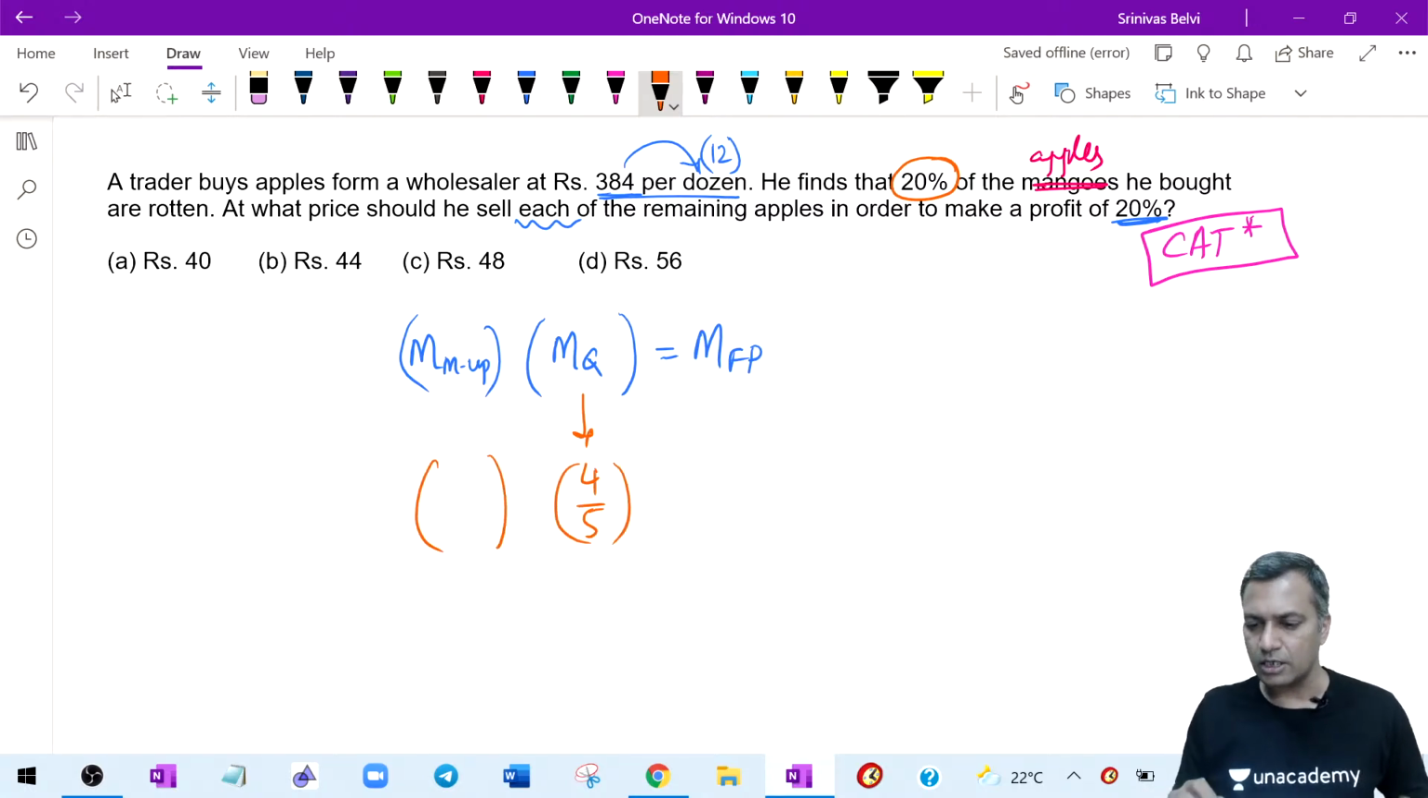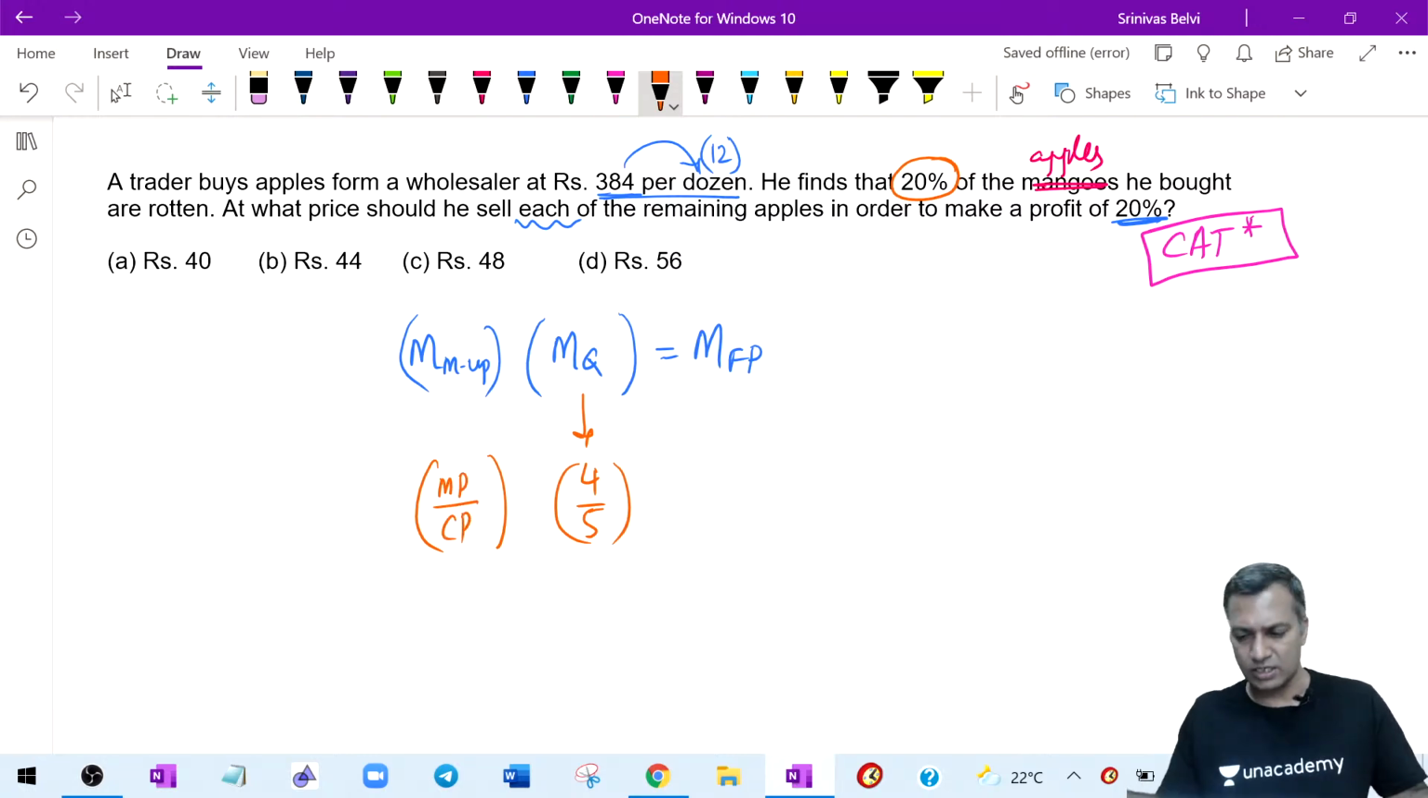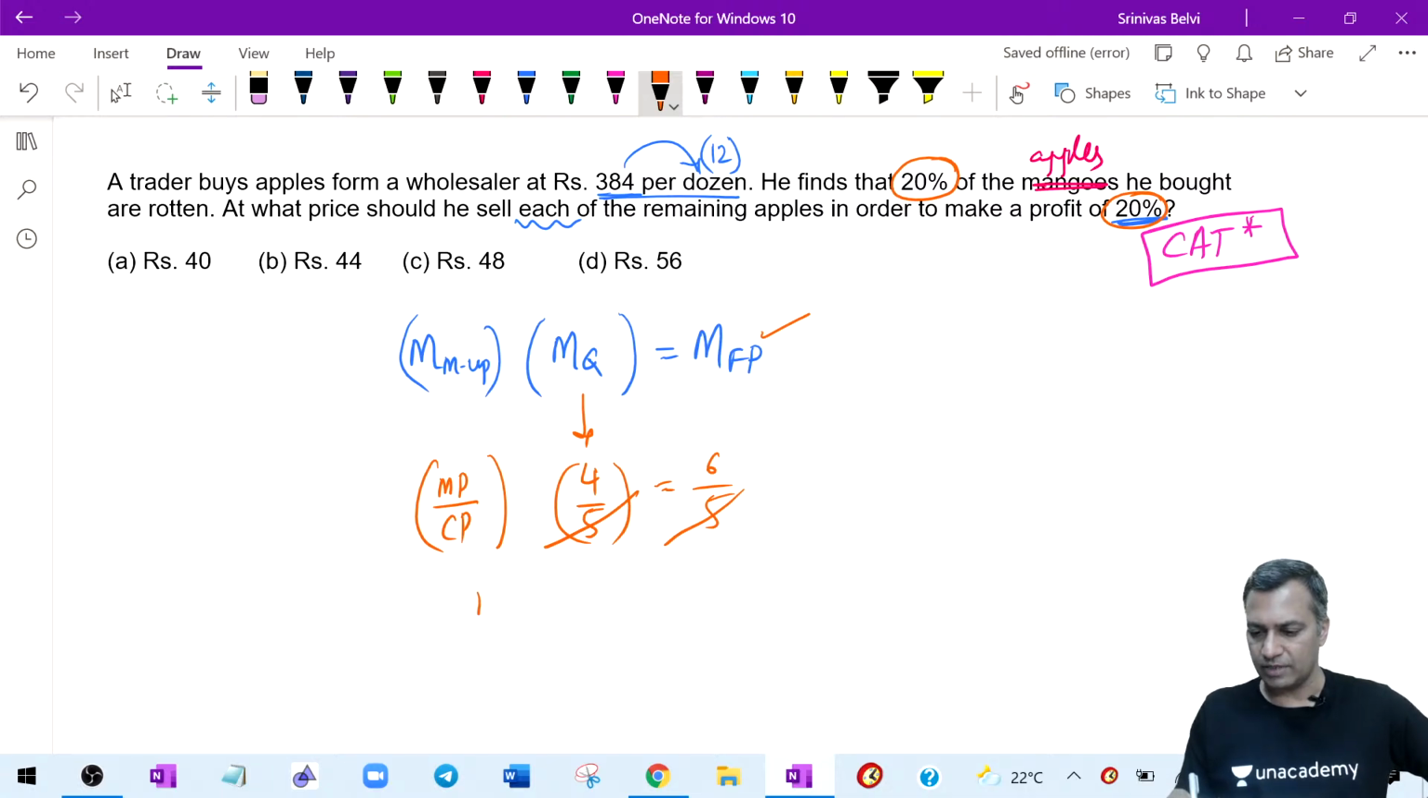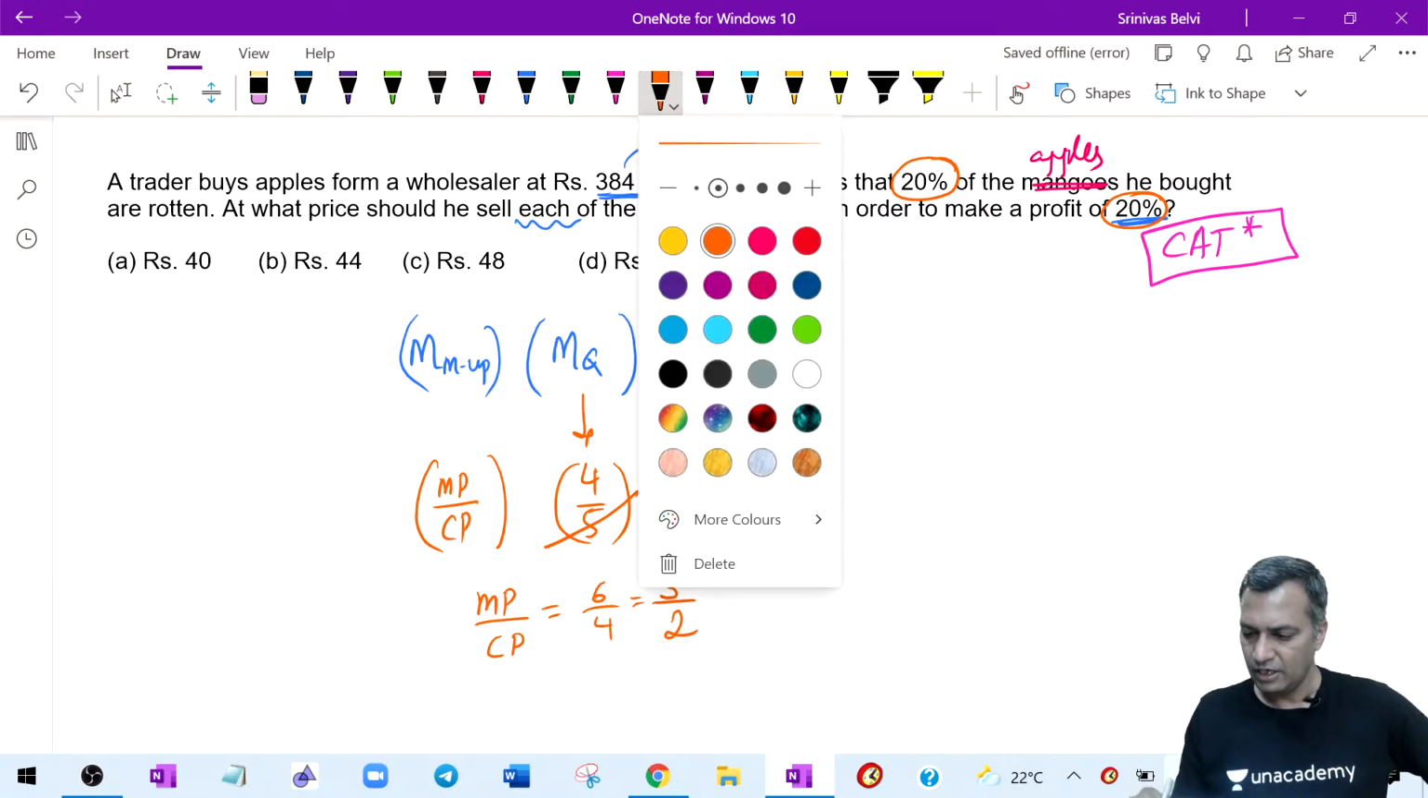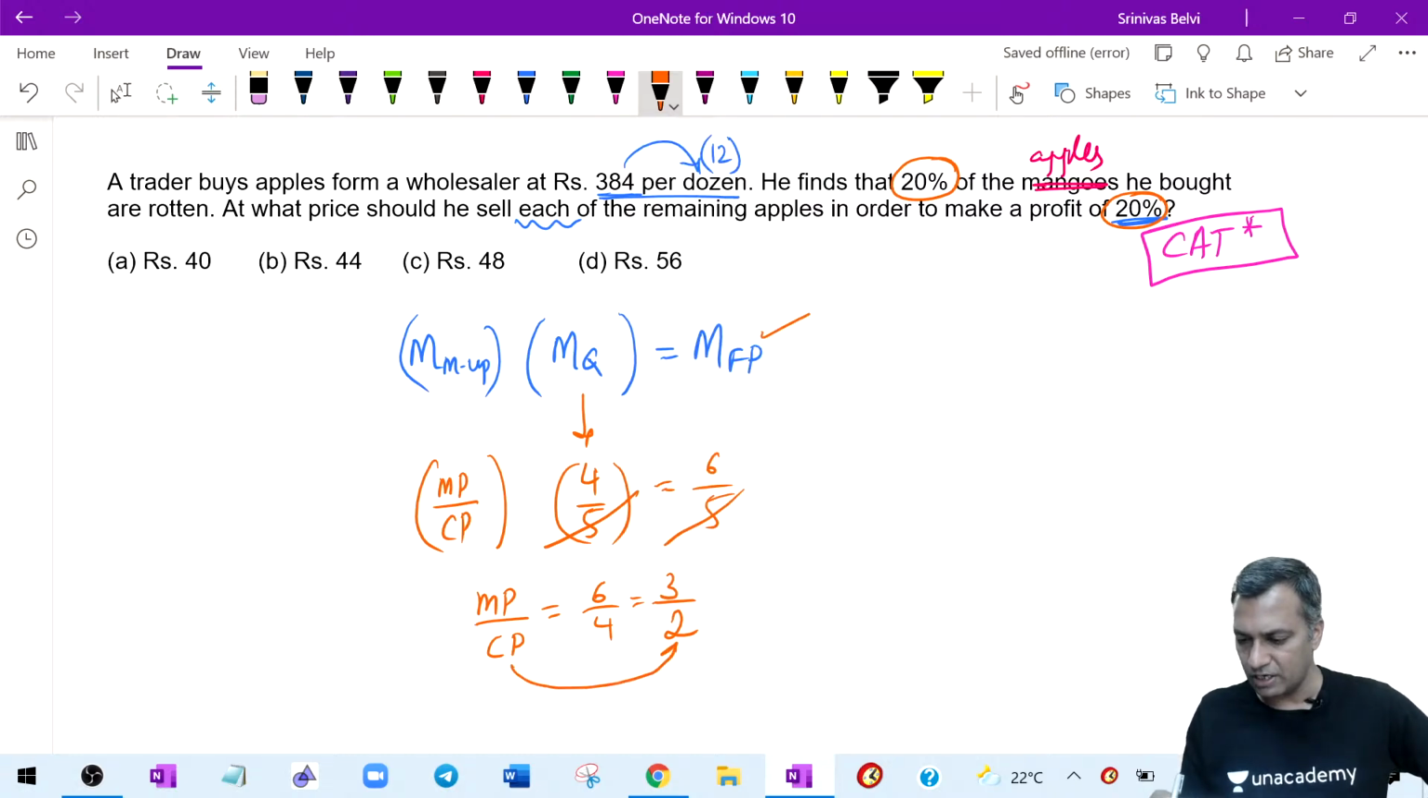Multiplier related with the markup is nothing but mark price divided by cost price. If you want to understand, that is the markup in our mind. Then you have the multiplier related with the final profit, that is 20% again, which is 6 divided by 5. So you are cancelling them. Therefore mark price by cost price is nothing but 6 by 4, which is 3 divided by 2. Fair enough. But what is this? Cost price is symbolic of 2.